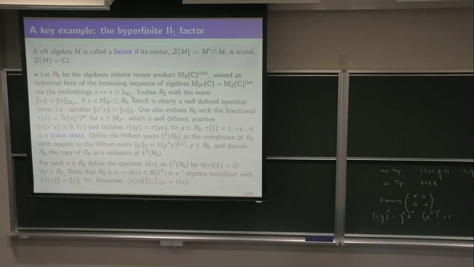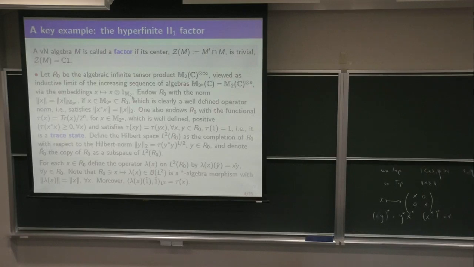So this gives you something that's everywhere defined. And by the way, a functional that's positive with trace of 1 equals 1 is called a state. And because of the traciality, this is a trace state. And now with that, we define a Hilbert space. Let's denote it L2 of R0. We should mention here tau is like a sort of integral on this function space, which is R0, except that this is non-commutative.